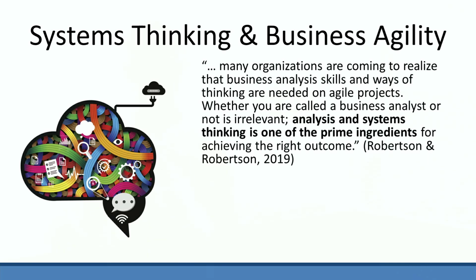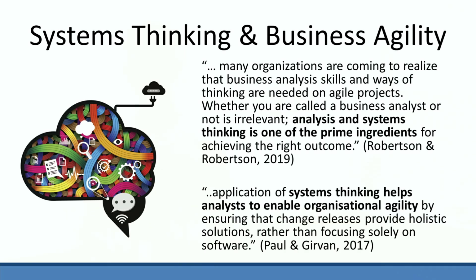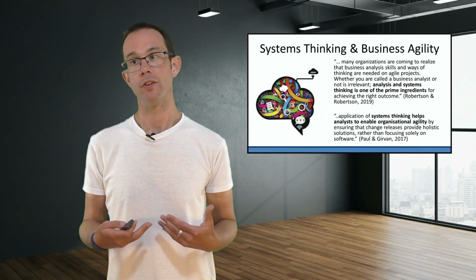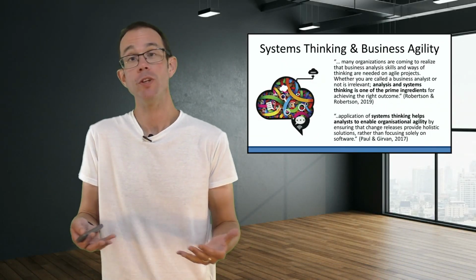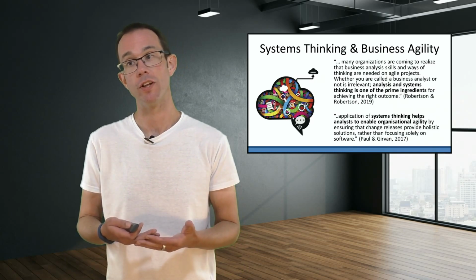In the book about business analysis and Agile, Debbie Paul and Lynn Gervin commented that systems thinking helps analysts to enable organisational agility. IIBA, in their business analysis body of knowledge, the BABOK guide, shows systems thinking as a core underlying competency. It's almost like all roads are leading towards these ideas converging. So we really ought to, as practitioners, explore them and see what there is for us in that intersection.